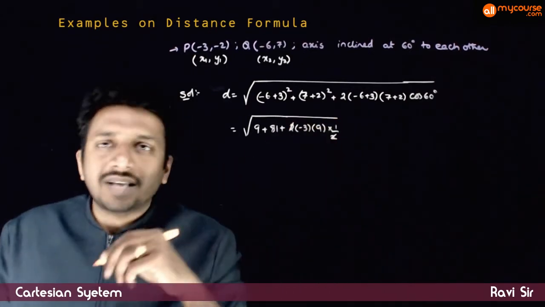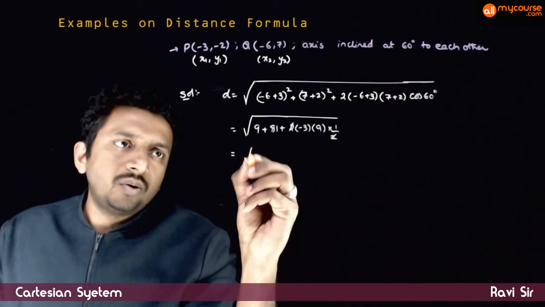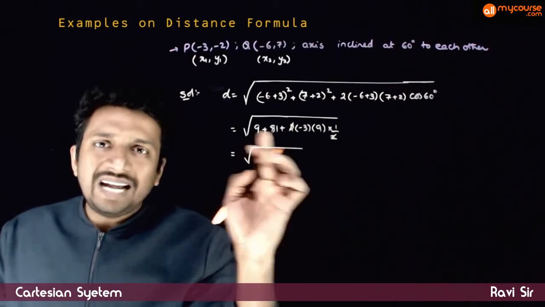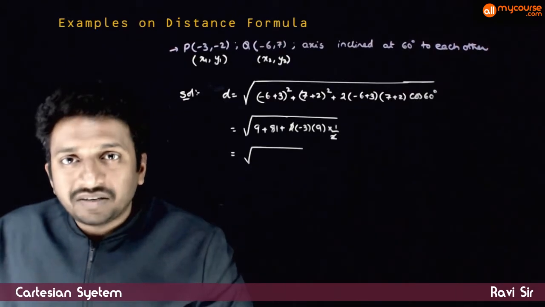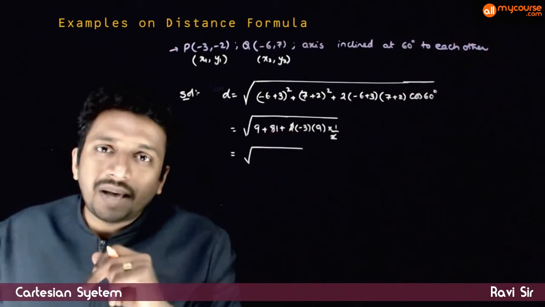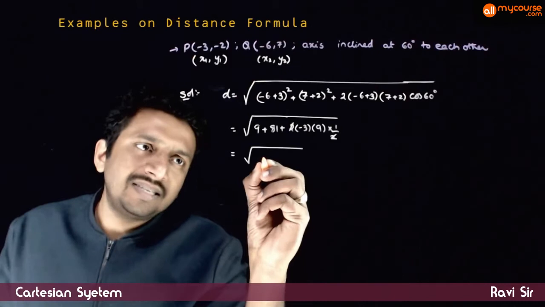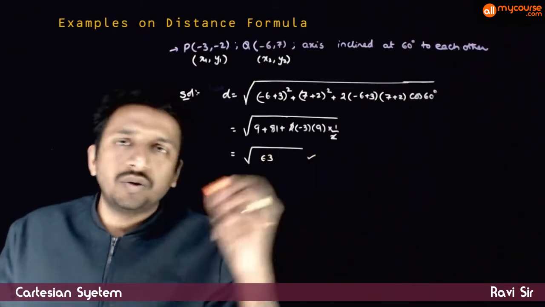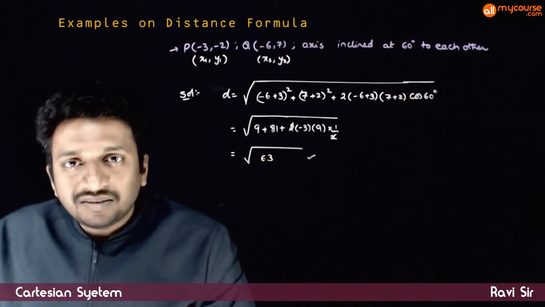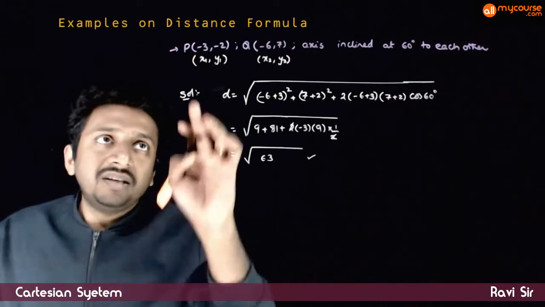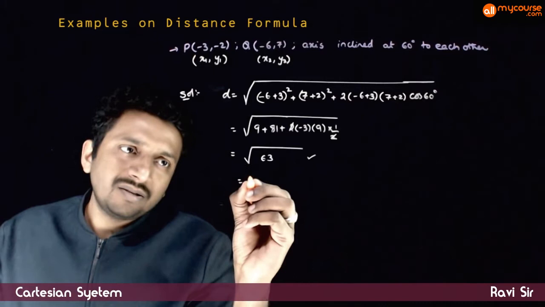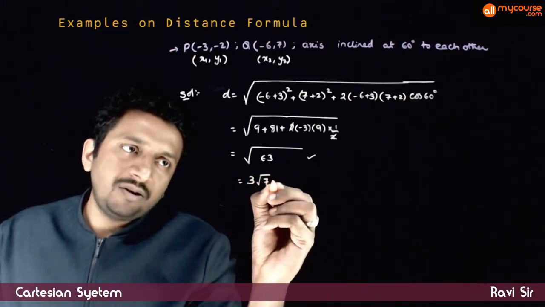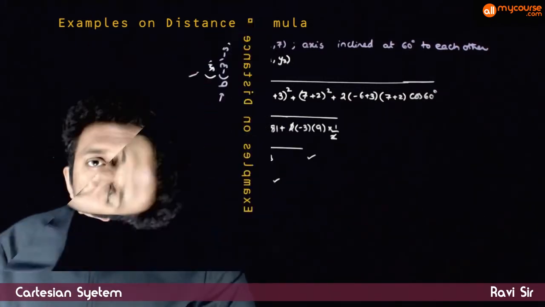So this 2 and 2 get cancelled. So root of 81 plus 9 is 90 minus 27. 90 minus 27 is 63. So root 63 is the distance between these 2 points. Root 63 is 7 into 9. So if you take 3 outside, you get 3 root 7 as the answer.